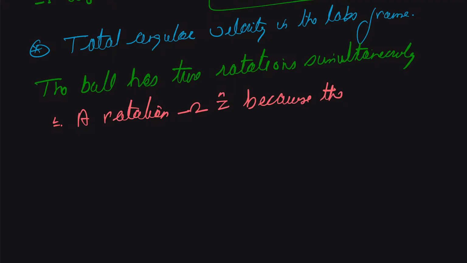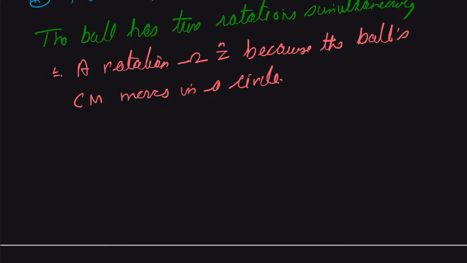moves in a circle, and the second one is a rotation which is our minus omega naught x3 unit vector due to its own spin.